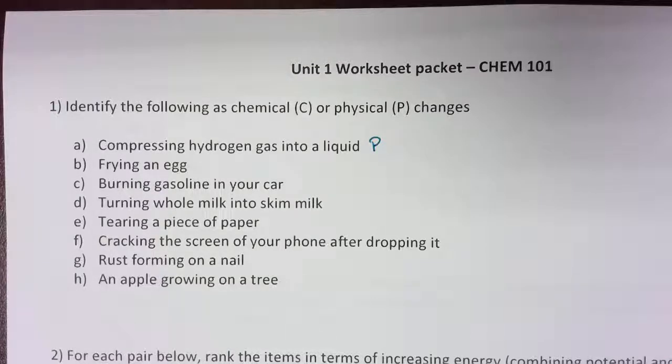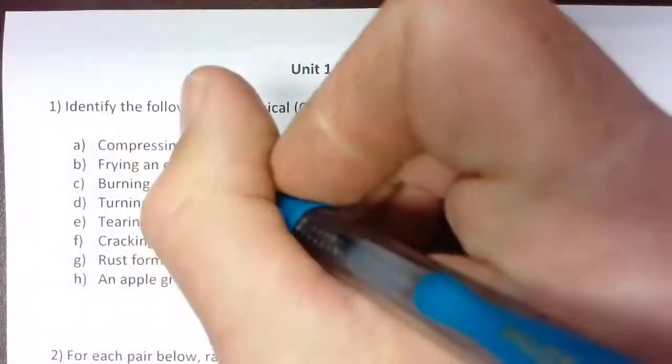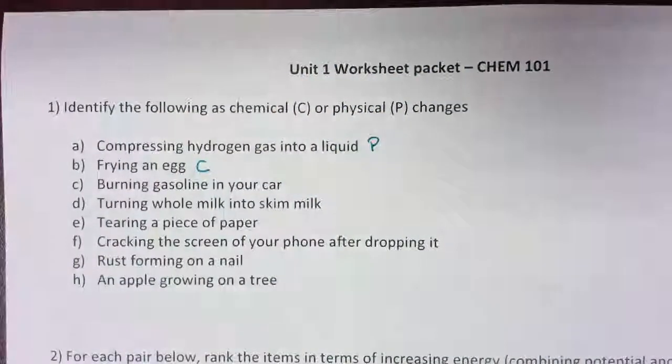Although the egg also undergoes a phase change, it changes from a liquid to a solid, it undergoes a chemical change. It changes color, changes texture, it changes in flavor mainly. And so most cases where cooking takes place, those are chemical changes.